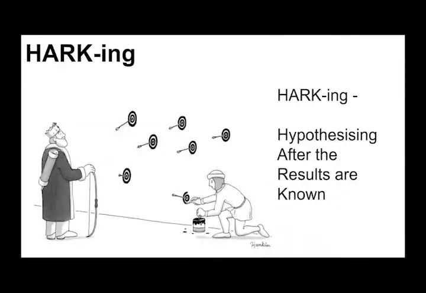And then another one of the problems that has led to this reproducibility crisis that I mentioned is something called HARKing. And this is where we form hypotheses after we've known our results. So it's essentially seeing what our results tell us and then claiming that we predicted that result in advance, and that's problematic.